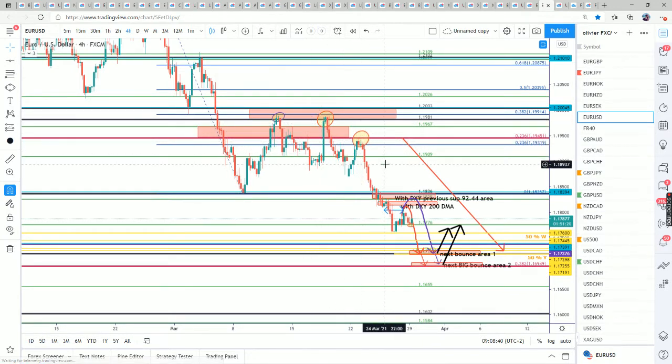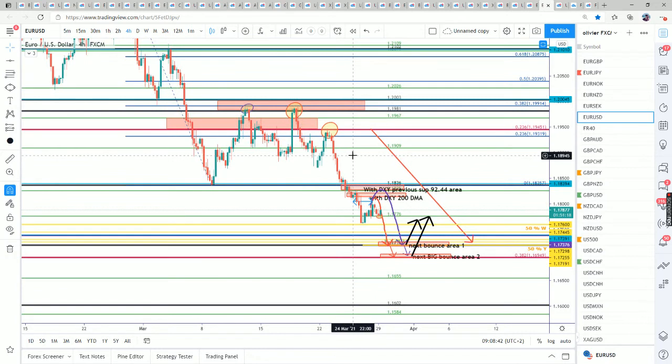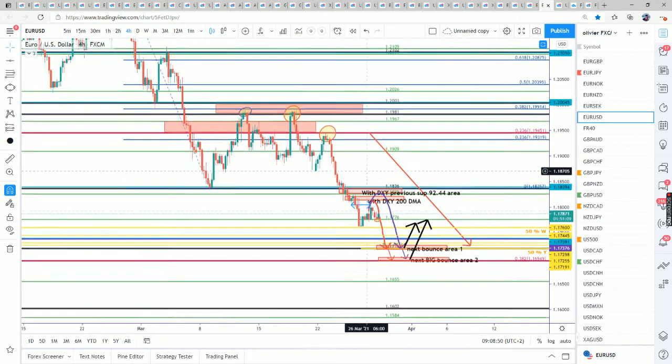This is the chart I posted, sorry for that, some days ago, some weeks ago, a week ago, something like that. You can see it on the Twitter feed.